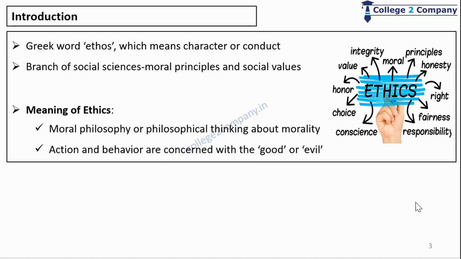So ethics is a subject of social science. It speaks to us about moral principles and social values, right? The general study of goodness and right action is the main task of ethics. If you look at the meaning of ethics, it's a word that speaks about moral philosophy or philosophical thinking about morality. It can be said like action or behavior, all these that are concerned with good or bad, of particular traditions, or about a group or individuals, or in general a society.